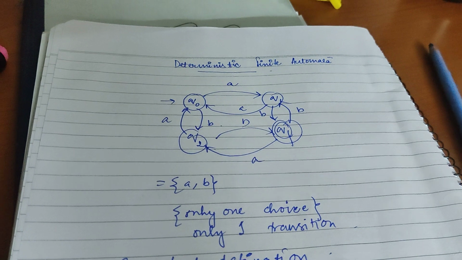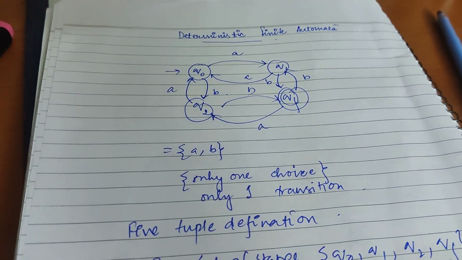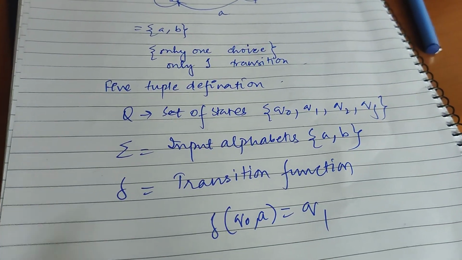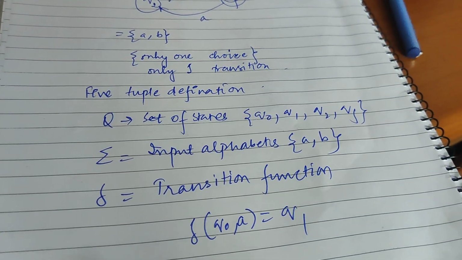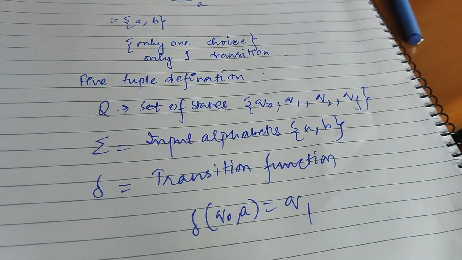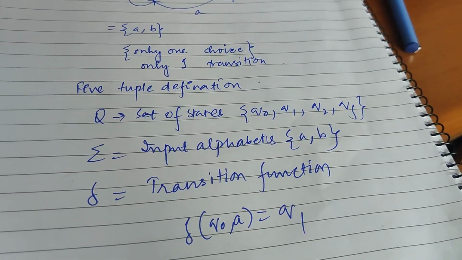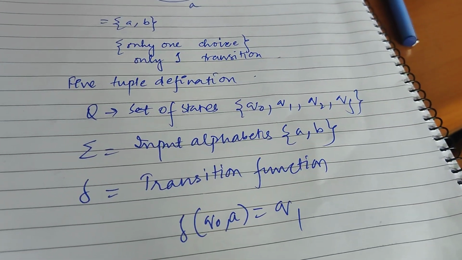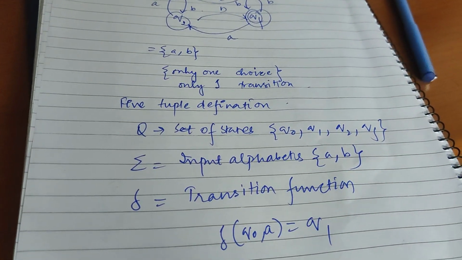So now we will discuss the deterministic finite automata. What is deterministic finite automata? First of all, to understand it, you have to understand this 5-tuple definition. Q is the set of states. Suppose I have n states, then Q naught, 1, 2, 3 until QF. Sigma is the input alphabet, A and B. This is the transition function. While you are in Q naught state and reading symbol A, you reach Q1. This is how you can show the transition.